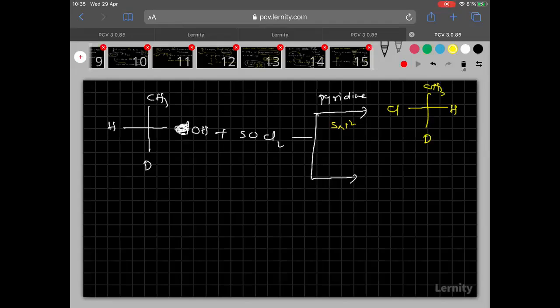Clear? Now, in the absence of pyridine, SN1. SN1 leads to what? Retention. Followed? Retention means front side attack. Chlorine will attack the front side only, and hydrogen will be at the back side only, with methyl and D as they are. This is called retention. Retention is front side attack, inversion is back side attack, and racemization is both. Hope you are able to understand. Clear?